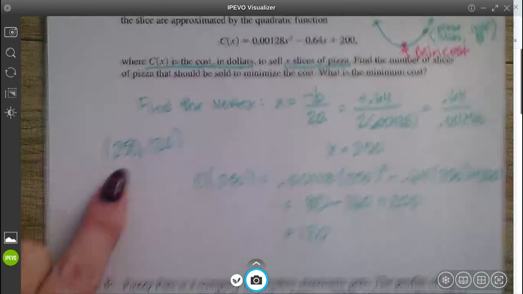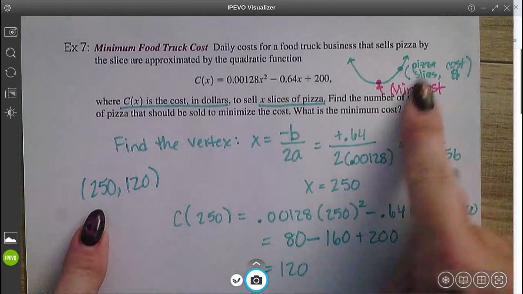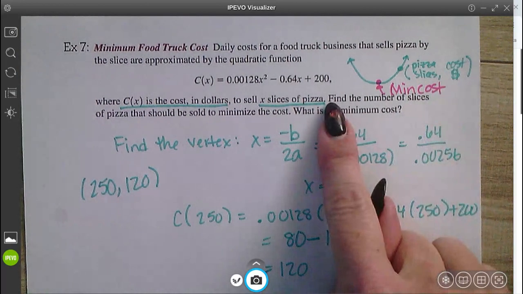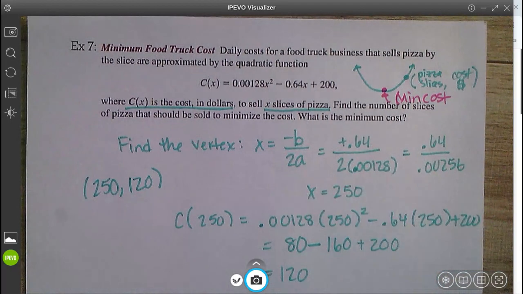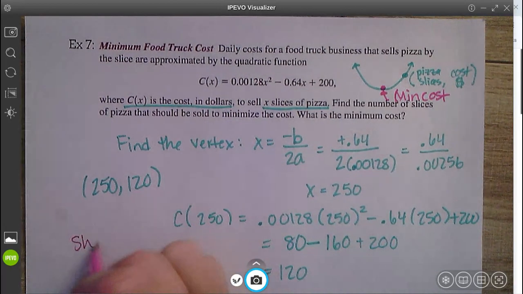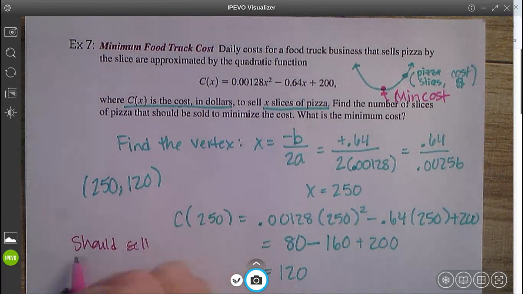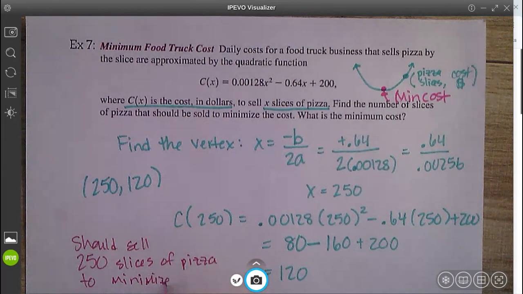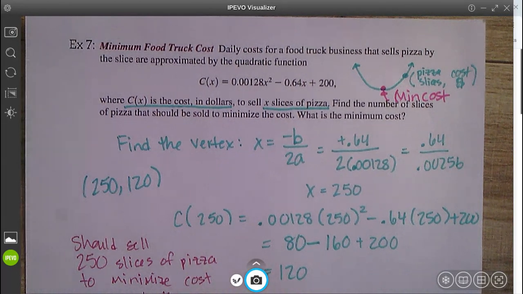Remember that the x coordinate told me the number of pizza slices and the y coordinate told me the cost. So the question was, find the number of slices of pizza that should be sold in order to minimize cost. So now I know you should sell 250 slices of pizza to minimize cost, and that cost would be $120.